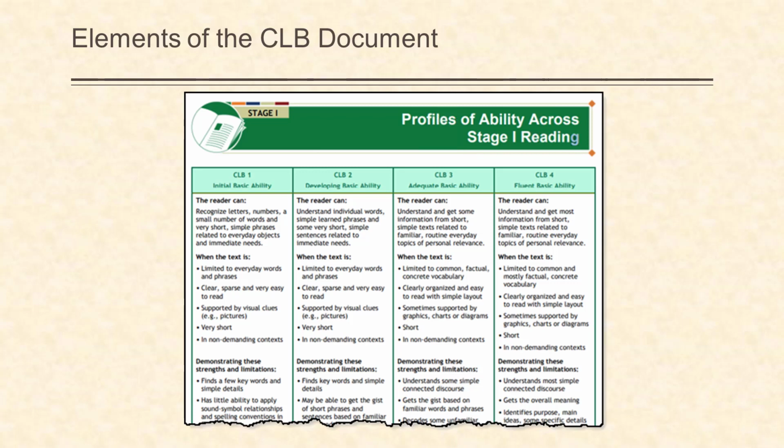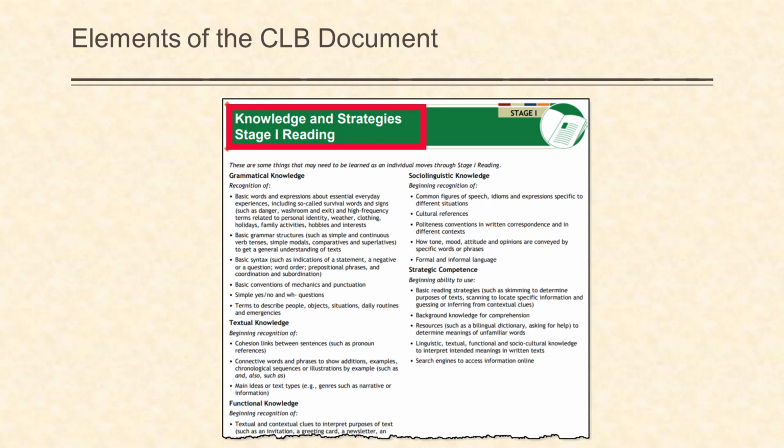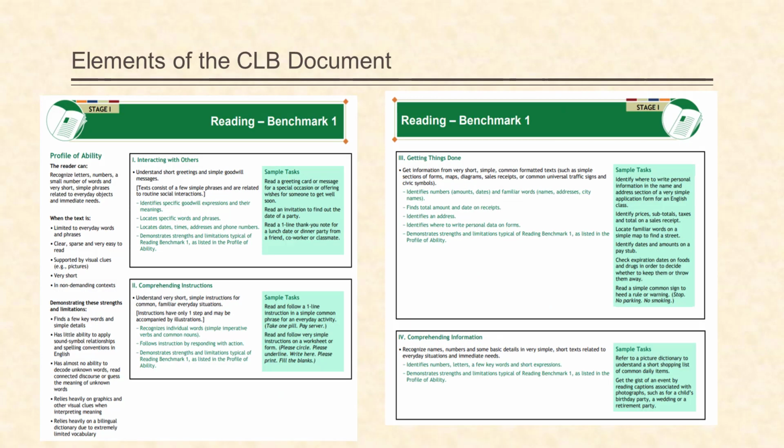This profile page is followed by a knowledge and strategies page that includes some background knowledge and strategies that a person may need to acquire to achieve the benchmarks in a stage in one skill. These are organized according to the 5 components of language ability based on Bachman 1990 and Bachman and Palmer 1996-2010. Next, the CLB for each skill level is presented in a 2-page spread.